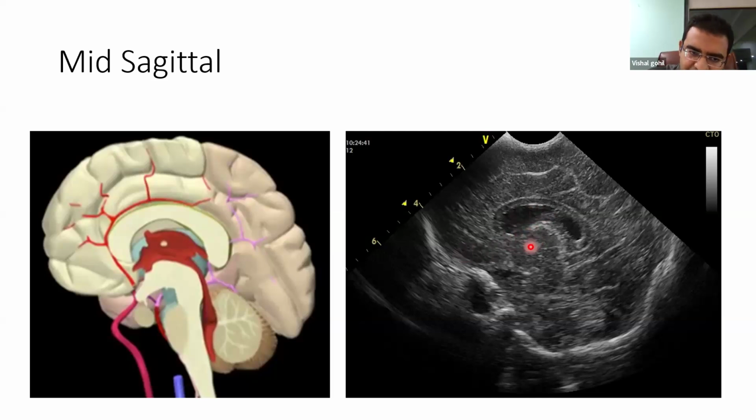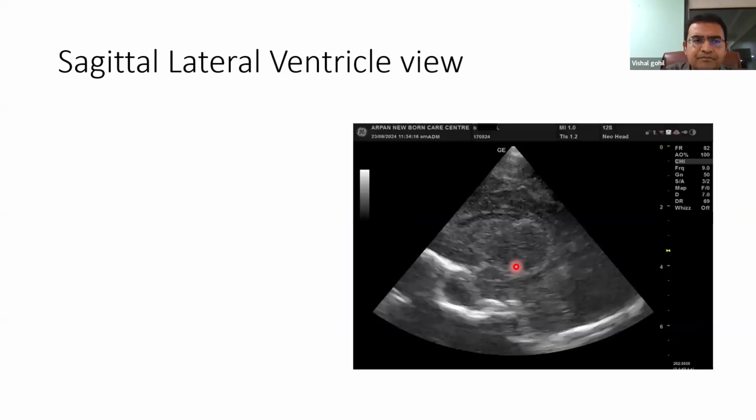Okay? And this is your third ventricle over here. It connects with your fourth ventricle through the aqueduct. This is your cerebellum, like over here, and this is your brainstem over here. Okay, so it is a very simple thing. When you do it repeatedly, you will be aware of which structure you are going to encounter.